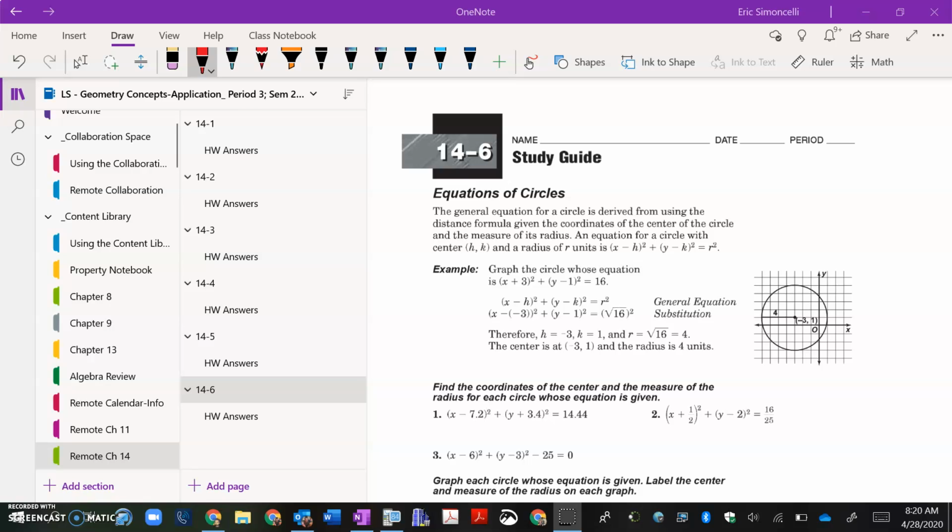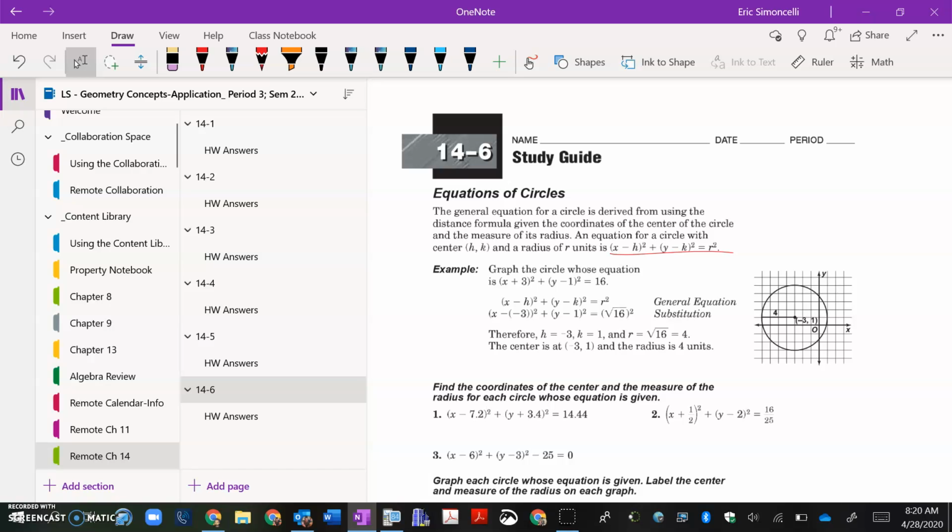The general equation for a circle is derived from using the distance formula, given the coordinates of the center of the circle and the measure of its radius. An equation for a circle with center h, k and a radius of r units is given by the following equation: x minus h quantity squared plus y minus k quantity squared equals r squared.